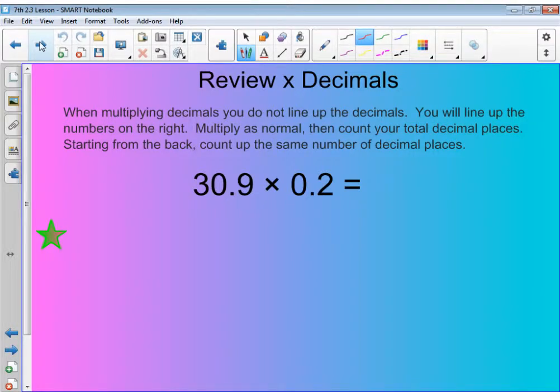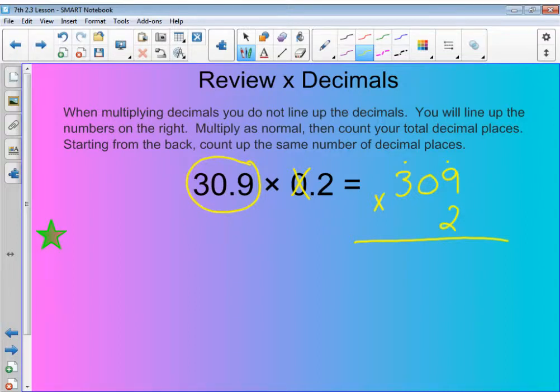So for example, for this problem, I have 30.9 times 0.2. I oftentimes will go ahead and look at this as 309 times 2. Now, you can eliminate zeros, but take note that I did not eliminate the zero that fell between this 3 and 9, and that's because it's in between two non-zero numbers. I could eliminate this 0 because it was not a placeholder. It was just basically holding the place of that there was nothing in the ones place.